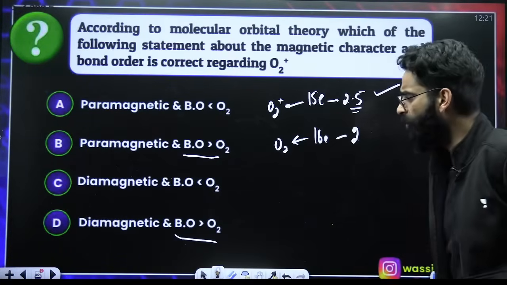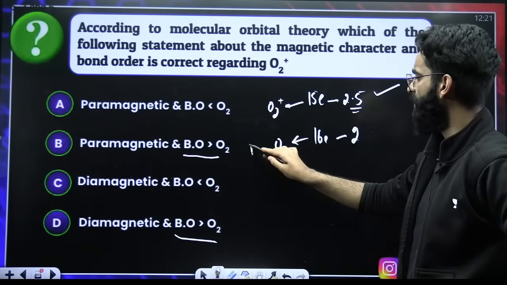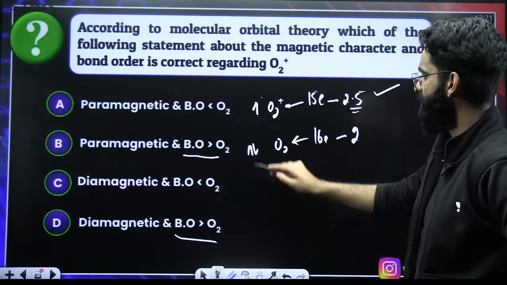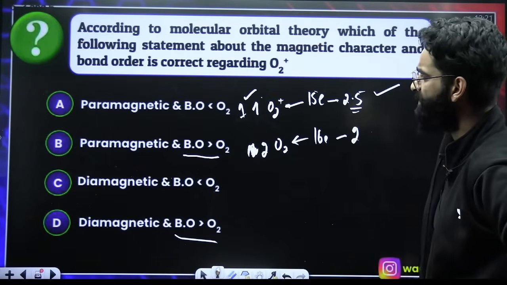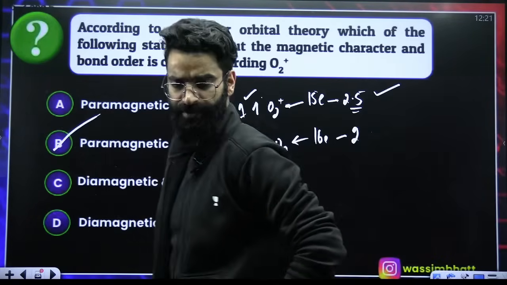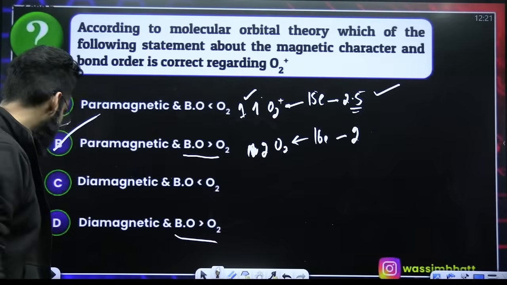Now, in case of O2, there are two unpaired electrons. Here there will be only one unpaired electron. One unpaired electron means paramagnetic, right? So it has to be option B. Correct? It has to be option B.